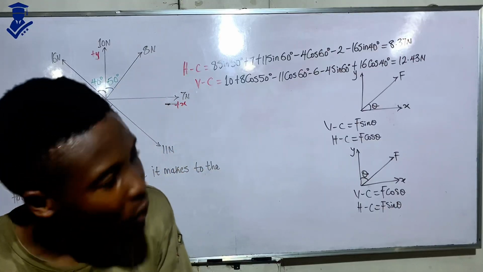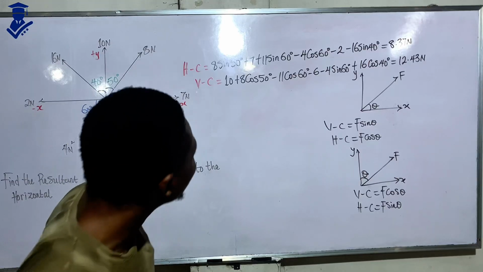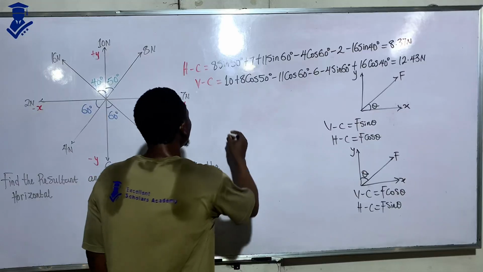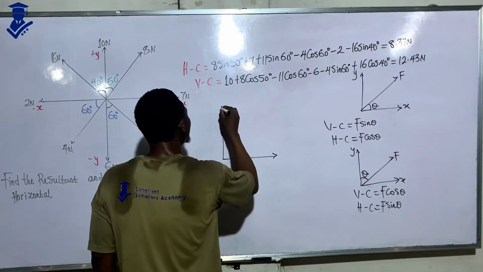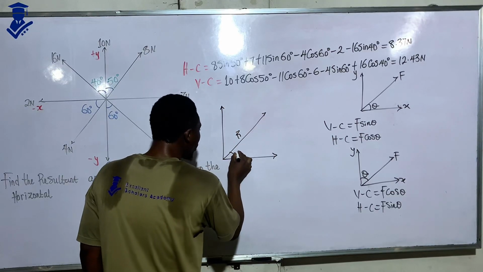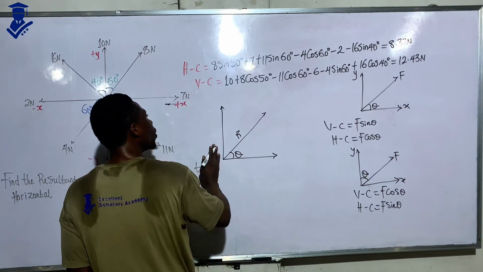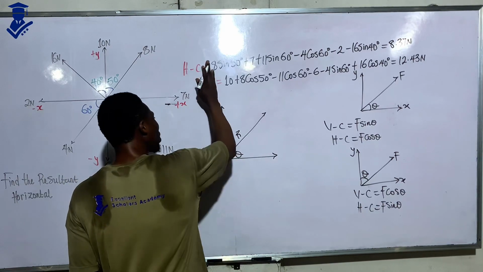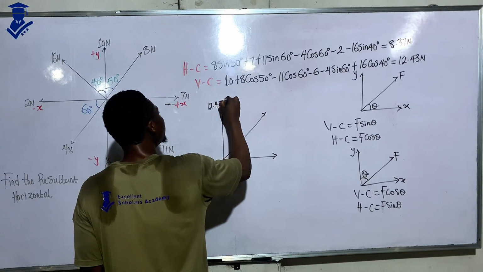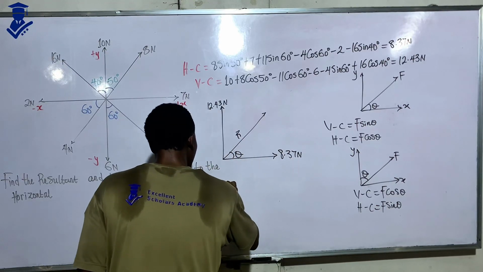Alright, so now let's get our resultant and also the angle of inclination to the horizontal. So now this has been resolved into these two forces. So this is our resultant, alright, and this is the angle of inclination to the horizontal. Now this is our vertical component, right? This is our horizontal component. This is also our y-axis and x-axis. So this is 12.43 Newton, and this is 8.37 Newton. So our resultant is simply going to be what?